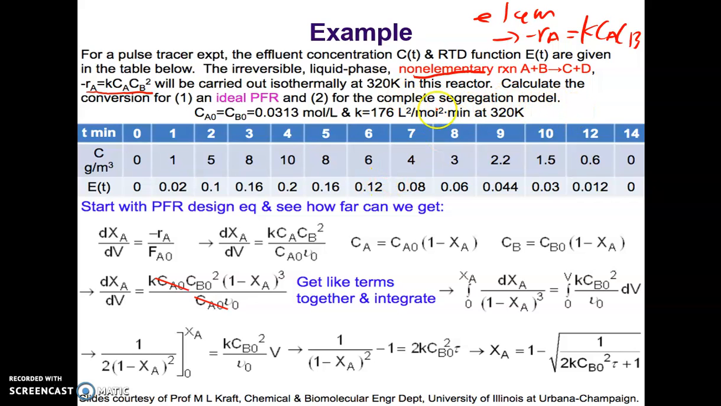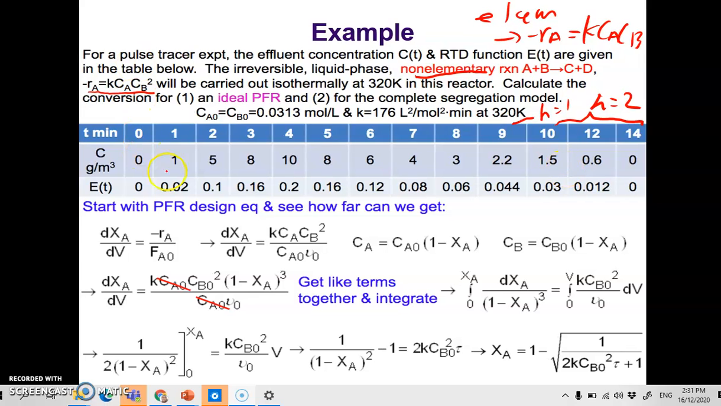So let's have a look at how to solve it. Given to you are CA0, CB0, and also your reaction rate constant. So this is the set of data. If you look here, there are points 0, 1, 2, 3, 4, 5, 6, 7, 8, 9, where your h is equal to 1. But starting from 10 to 14, your h is equal to 2. So you need to separate these two using two different Simpson's methods. Okay, so now how are we going to solve this question?